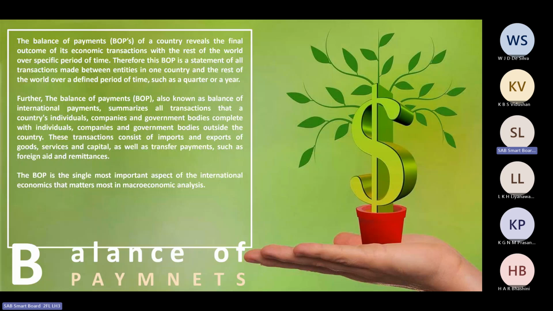The balance of international payments summarizes all transactions that a country's individuals, companies, and government bodies complete with individuals, companies, and government bodies outside the country. These transactions consist of imports and exports of goods, services, and capital, as well as transfers, such as foreign aid and remittances. The BOP is the single most important aspect of international economics that matters most in macroeconomic analysis. Right? That matters most in macroeconomic analysis.